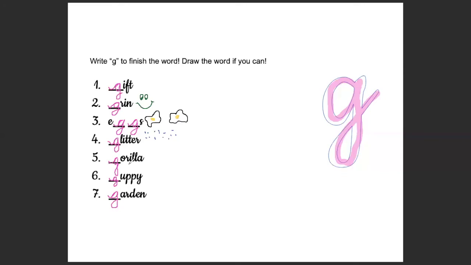The next word is a gorilla. Can you draw a gorilla on your page? It's like a kind of monkey. Gorilla. Our next word is guppy. What's a guppy? Do you know what a guppy is? A guppy is a kind of fish. Can you draw a fish?